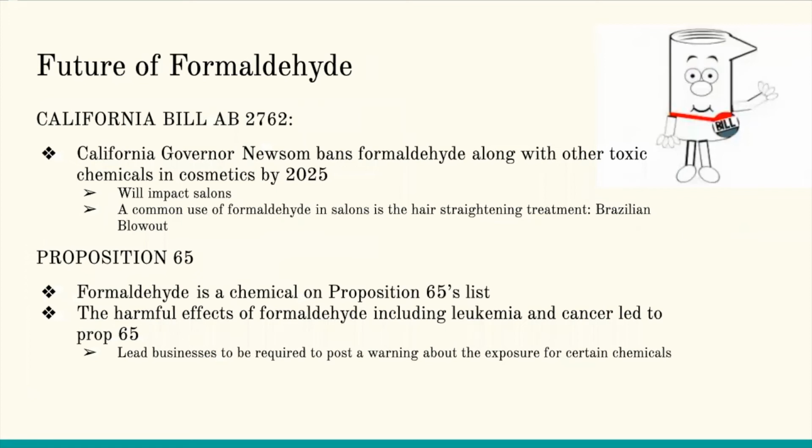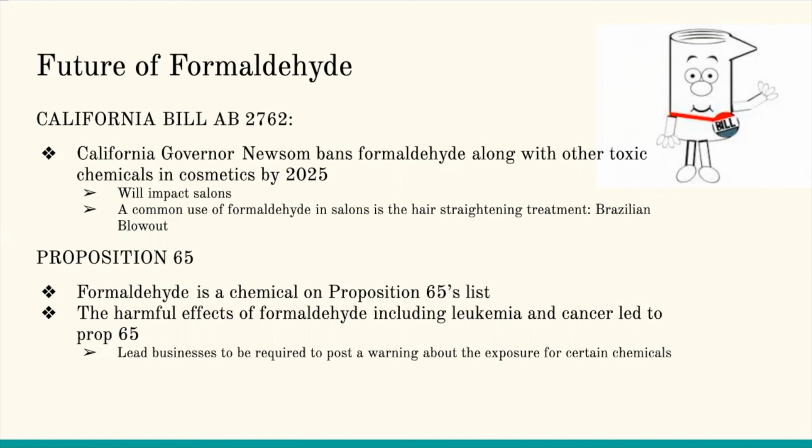The future of formaldehyde depends on just how humans have an impact on the chemical. So people have also passed a bill called California Bill AB 2762, which has led to the ban of formaldehyde along with other toxic chemicals in cosmetics by the year 2025. This will impact salons because the common use of formaldehyde in salons is the hair straightening treatment Brazilian blowout, which is a very common procedure that people get at salons.